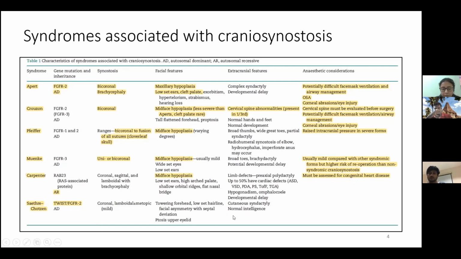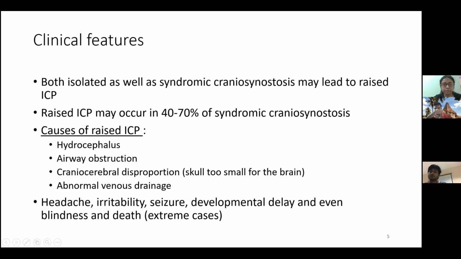These patients generally have normal intelligence, but ptosis of the upper eyelid may be there, with a towering forehead, low-set hairline, and facial asymmetry with a nasal septal deviation. Coming to clinical features, both isolated as well as syndromic craniosynostosis may lead to raised ICP. Now, the predominant feature is obviously the visibly abnormal skull shape.